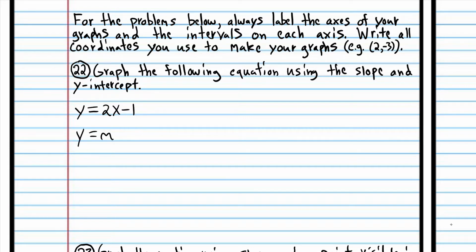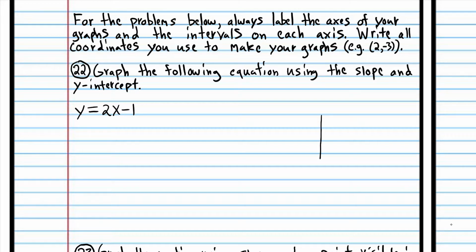Remember, y equals mx plus b. So you can see we have the slope and we have the y-intercept. So remember, you first graph the y-intercept where it crosses the y-axis. Then you use your rise over run to find the second point and connect the dots. So try number 22. When you come back, we'll do it together.